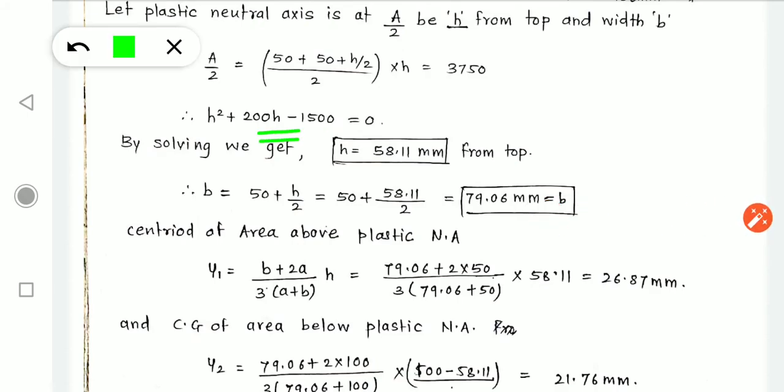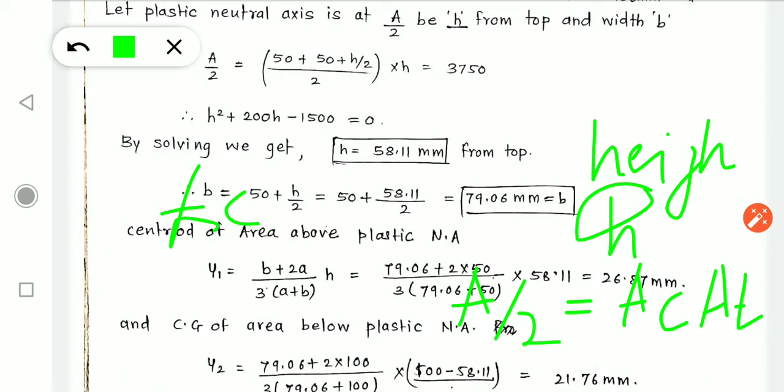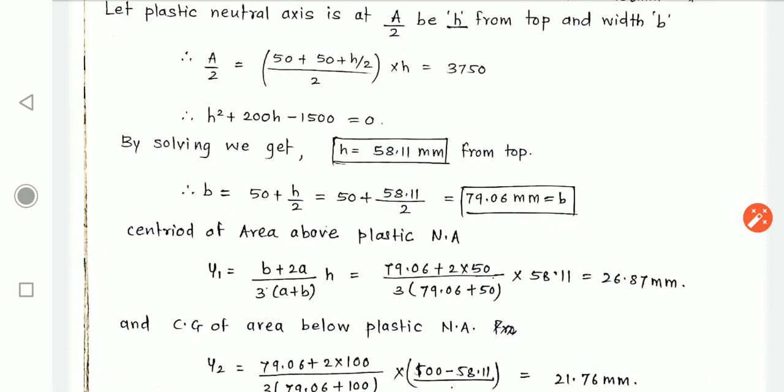So a very common step you must remember is to calculate h, at what distance or at what height the neutral axis lies, that we assume as h distance. To calculate that, we have to take half of the area and equate it to the compression side or the tension side, or you can simply do that the area of the compression side equals the area of the tension side. Understood? Now come to the next step.